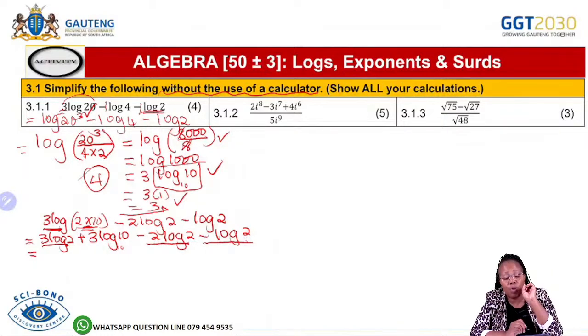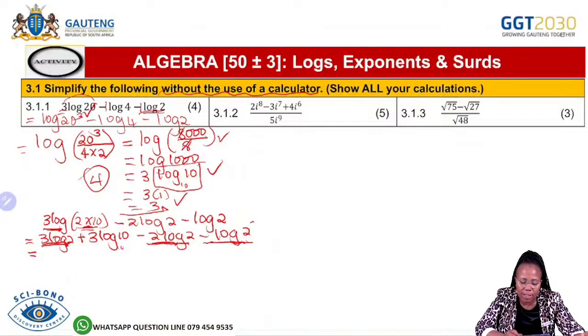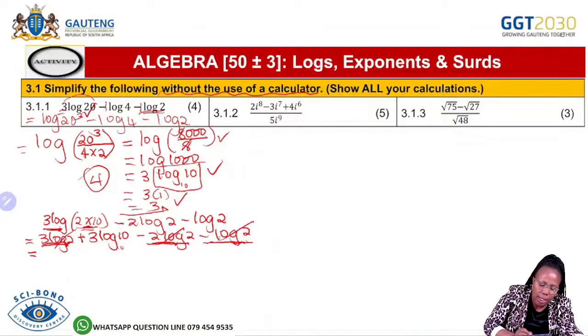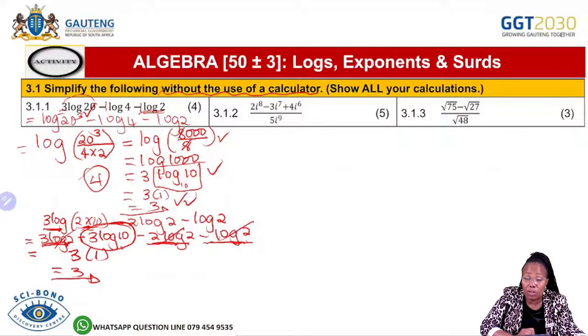You have log 2s. How many? 3 of them. Out of the 3 log 2, you take out 2, minus 2 log 2s, and then minus the last one remaining. Can you see now they are cancelling each other? We have 0 there. Okay, and then now we are left with 3 log this one, this part here, 3 log 10 base 10. So the log 10 base 10 will give us a 1. Log 10 base 10 will give us a 1. So your answer will just be a 3, which is the same as that one.